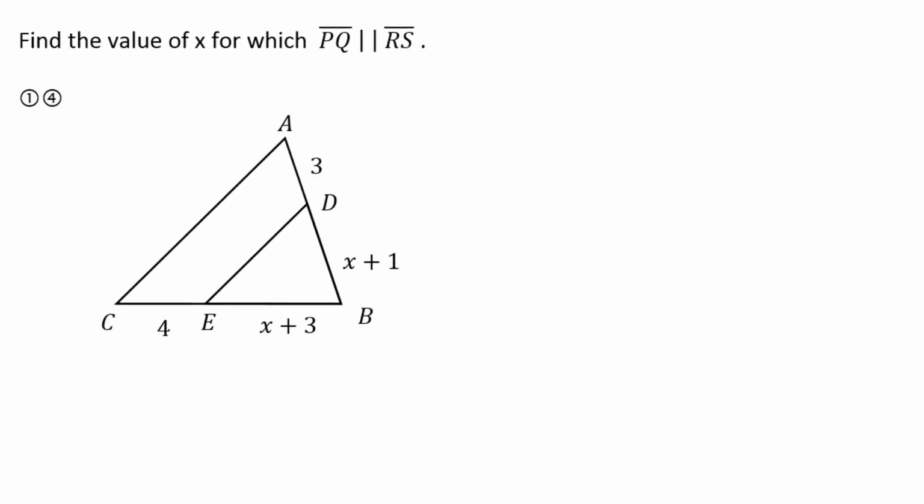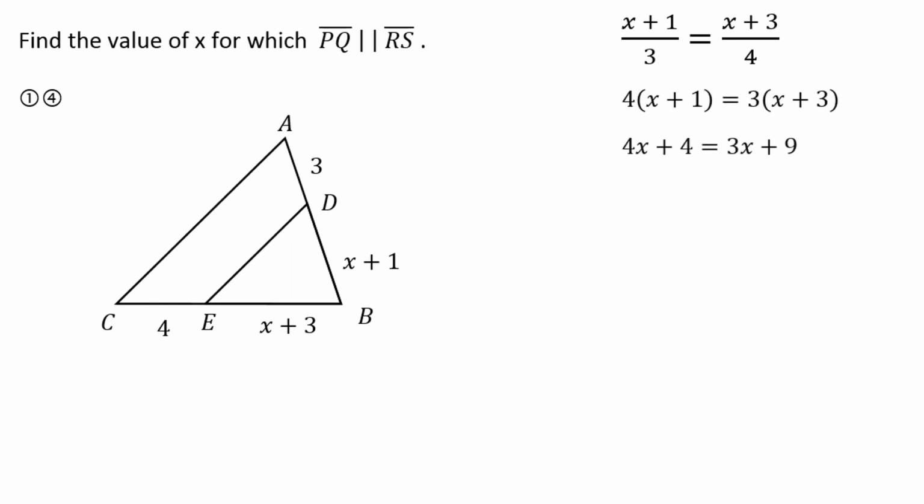Okay, so if those were going to be parallel, what would x have to be? Well, x plus 1 will compare to 3, the same way that x plus 3 will compare to 4. Cross multiply, distributive property, isolate the variable. It looks like x will have to be 5.